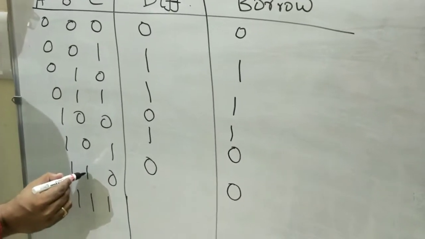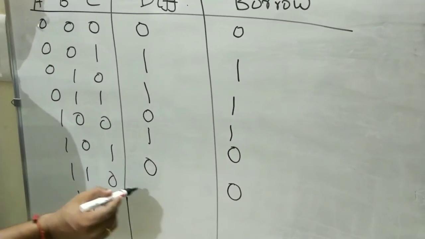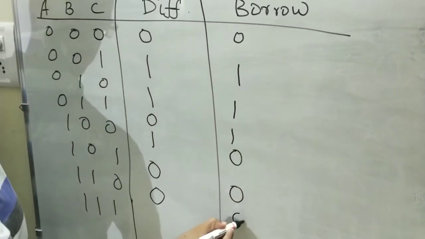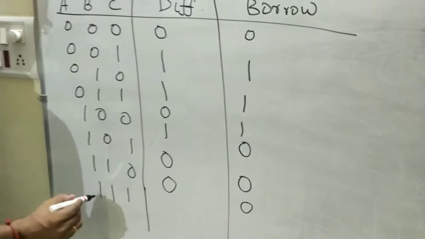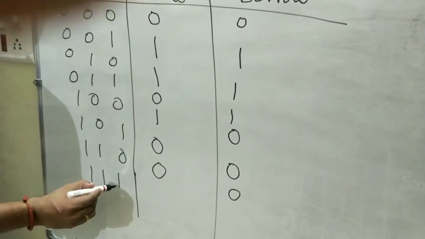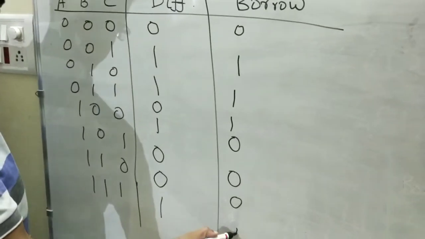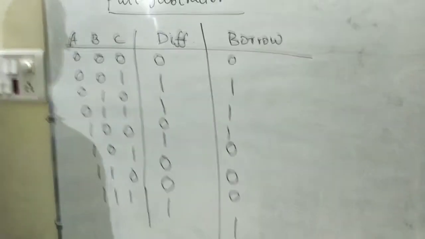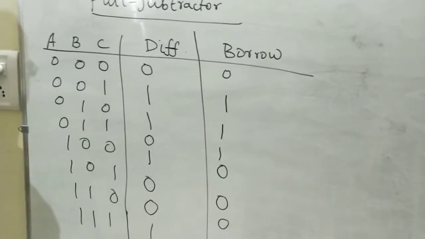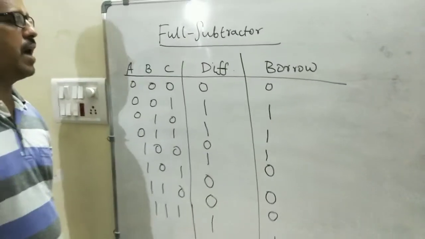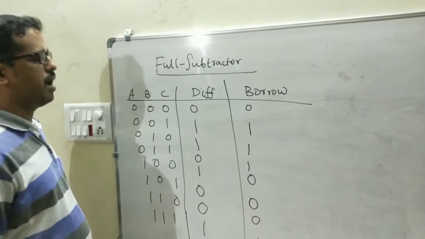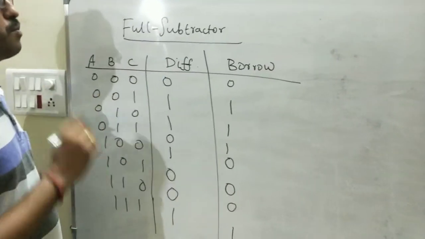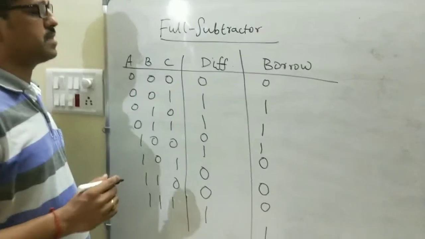1 minus 1, 0, 0 minus 0 is 0. So difference is 0, borrow is also 0. 1 minus 1, 0, 0 minus 1, difference 1, borrow 1. Okay. This is how it goes. Now similarly, we need to look at the output columns where the values are 1, and we need to write the corresponding inputs as the minterms.